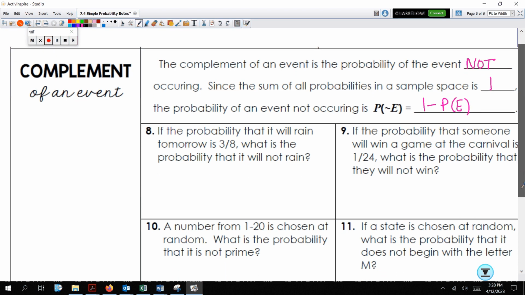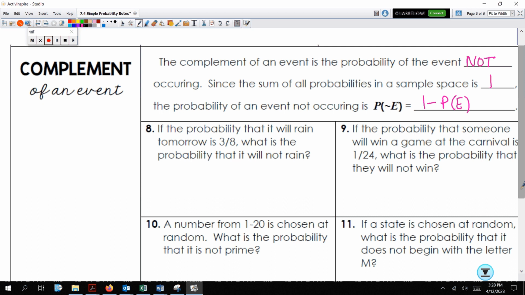All right, so it says number 8. If the probability that it will rain tomorrow is 3/8, what is the probability it will not rain tomorrow? Well, 1 minus 3/8 is equal to 5/8, which is 0.625, which is 62.5%.